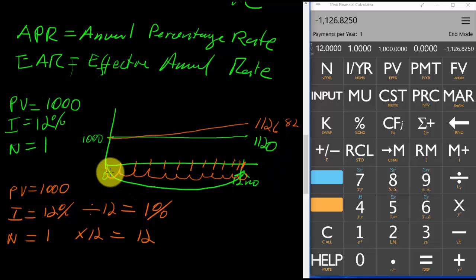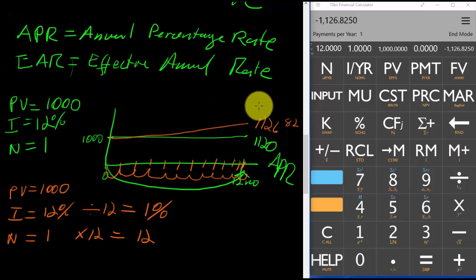It's higher than that because we're running that $1,000 each month, and we're getting a little bit more interest and a little bit more interest and a little bit more interest, and it compounds on itself until I get to the end of the year. My green is my APR. This guy is my APR, my annual percentage rate. That's the number that the credit card company is telling me that I'm paying.